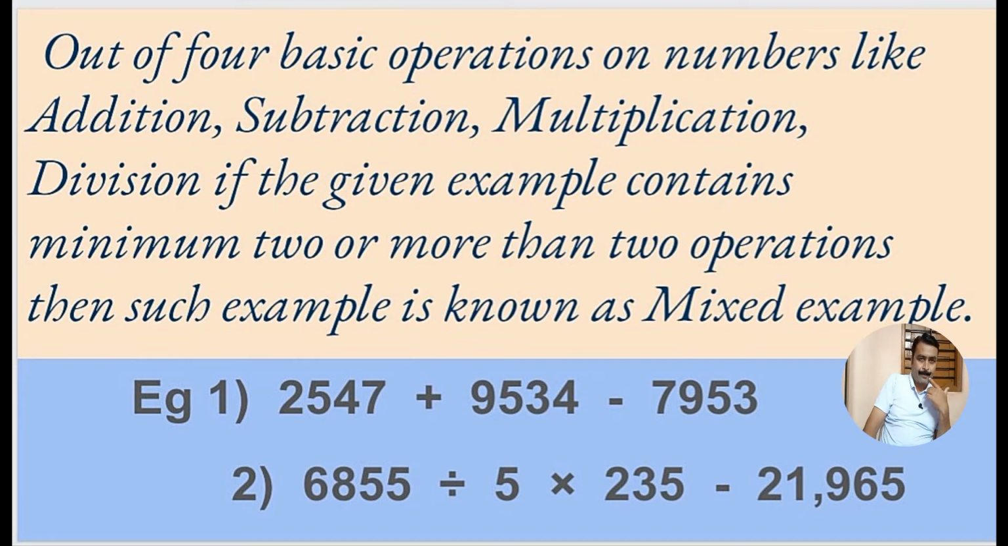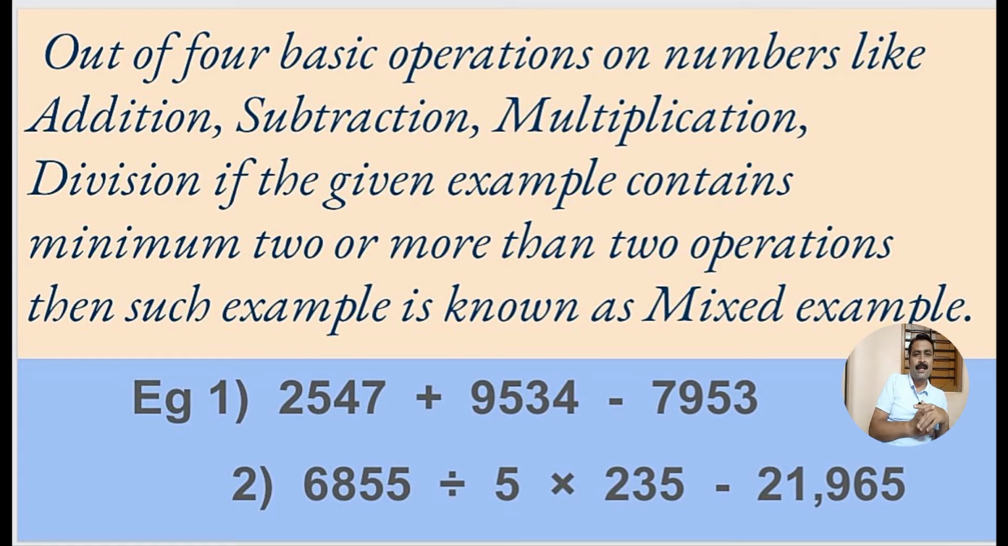After this, here I am taking two examples, just to show why such an example is called a mixed example. The first example I am taking is 2547 plus 9534 minus 7953. In this first example, I am taking addition and subtraction simultaneously. So this is called a mixed example.